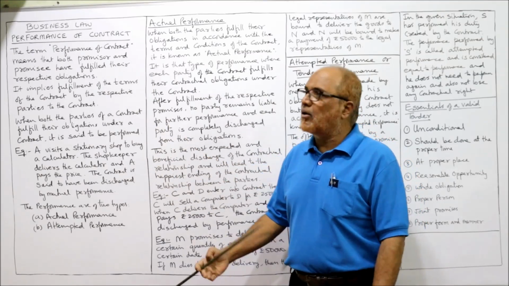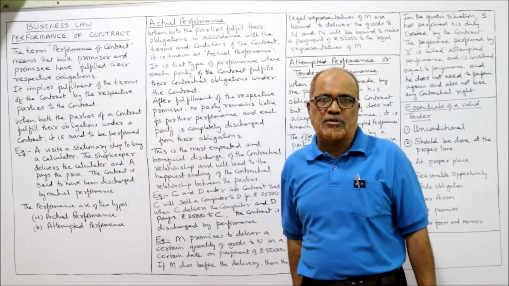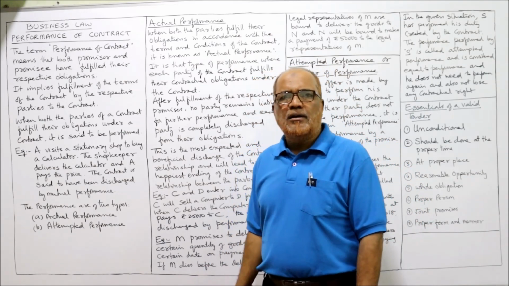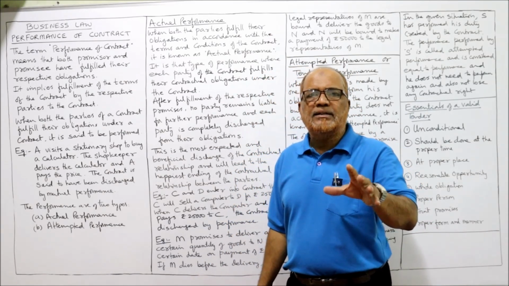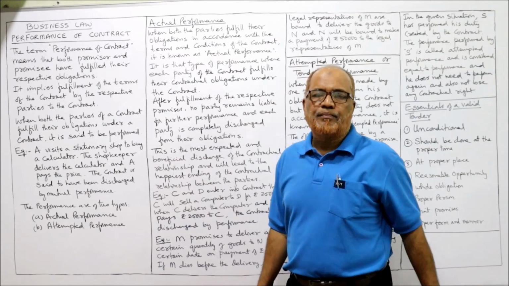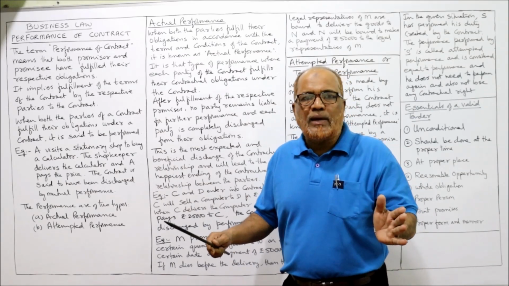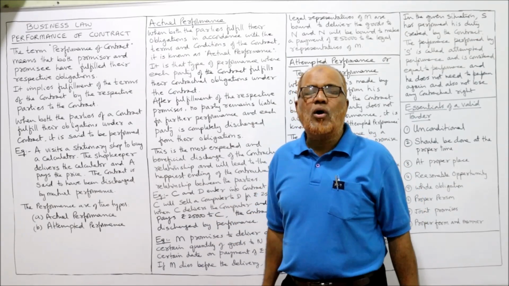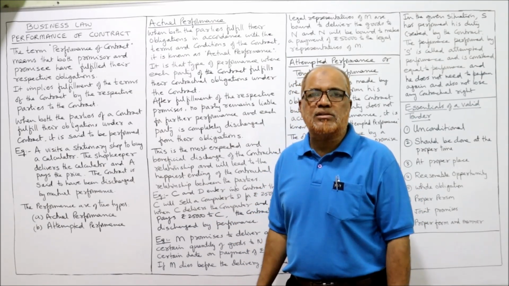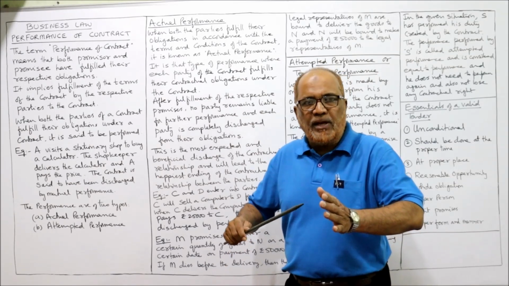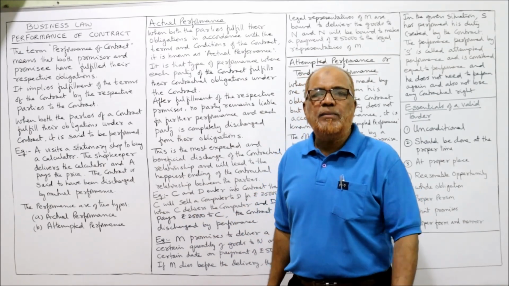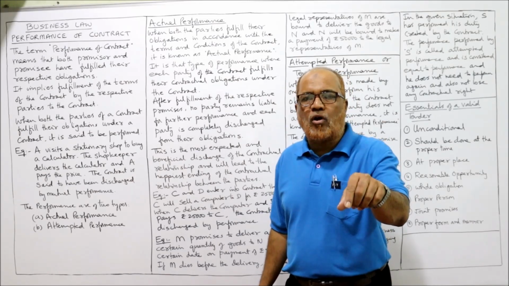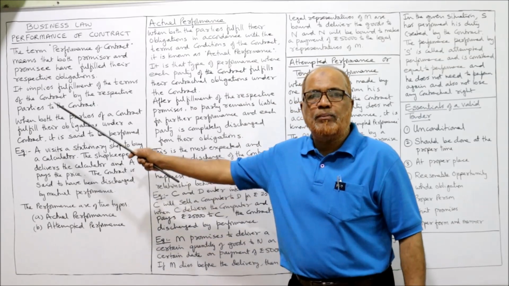First of all, the meaning of performance of contract. It's very easy. Easily you can remember, easily you can write. When both the parties have completed their obligations, the contractual relationship comes to an end. Both the parties have complied, have fulfilled their contractual obligations. Then the obligations will come to an end. That means the contract is completed, discharged by performing their obligations by both the parties.